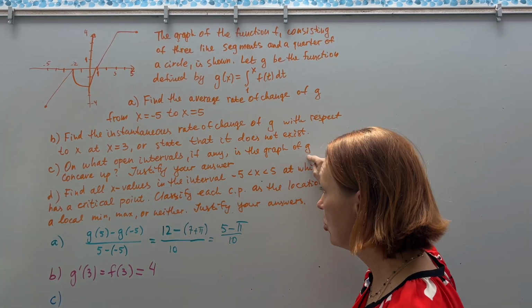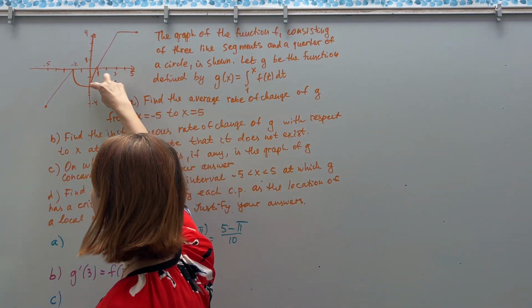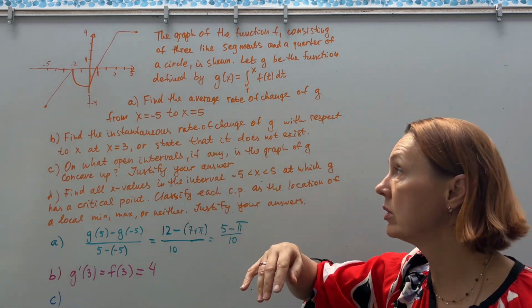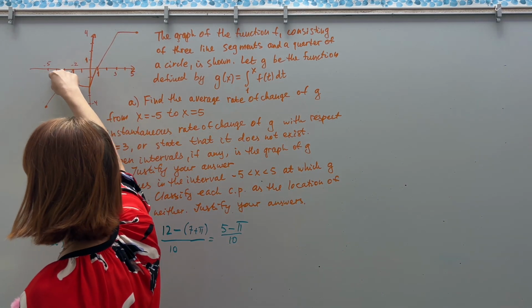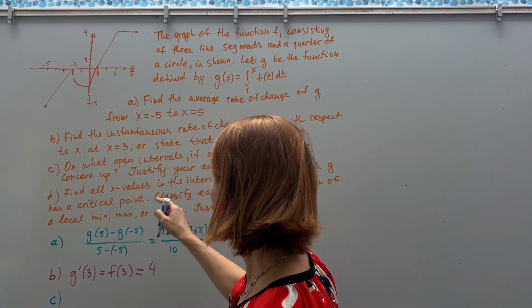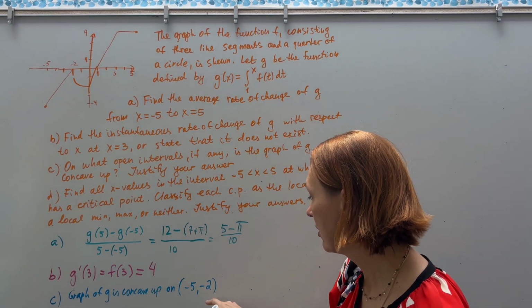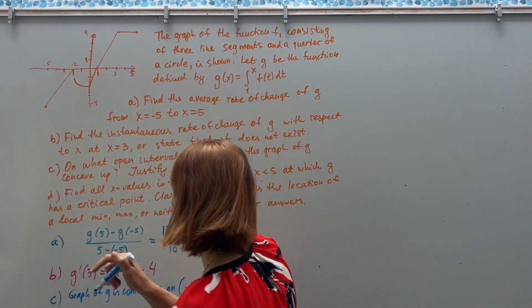Our graph of g is going to be concave up where the function f is increasing. So the derivative of g should be increasing. So the function f is increasing on this interval and this interval. So our graph of g is concave up on the intervals from negative 5 to negative 2, and from 0 to 3.